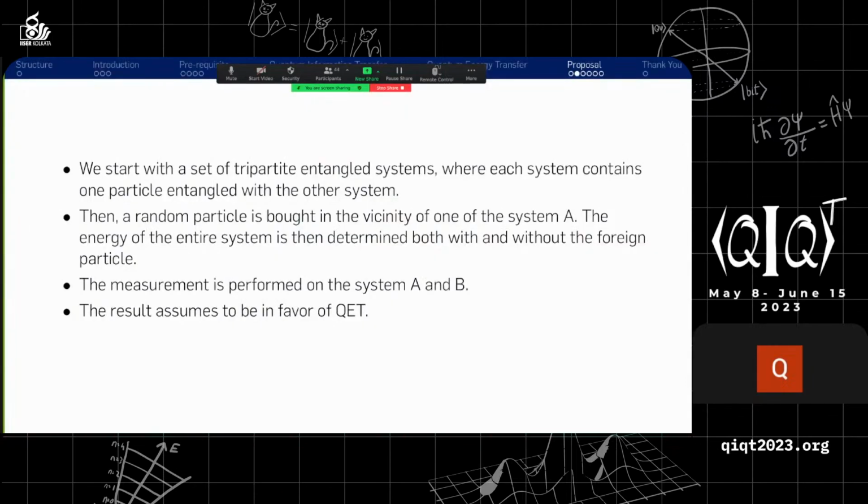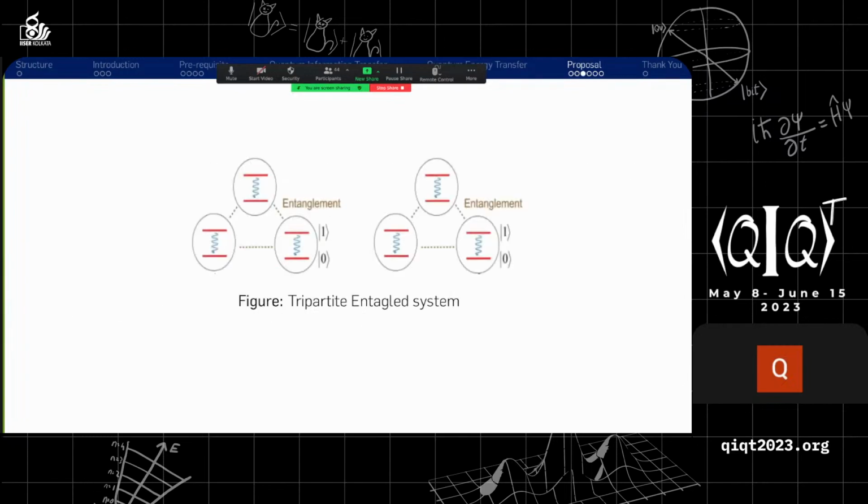Now, I would like to start with the proposal that I made in this context. So we start with a set of tripartite entangled systems. This is the set of tripartite entangled systems. Okay, so this is my system A, and this is my system B. These systems are then segregated. First, we are taking a tripartite entangled system. There is a property that the ground state of a tripartite entangled system is highly entangled, so this property can be used for quantum energy teleportation.